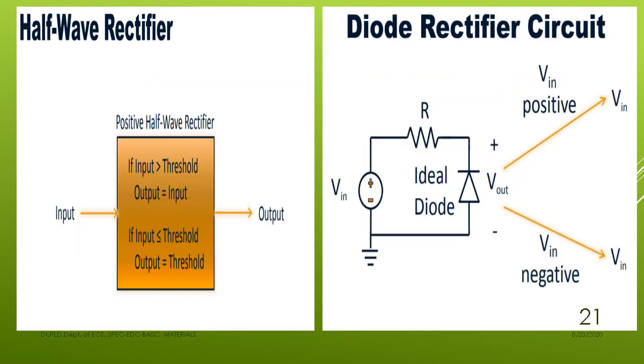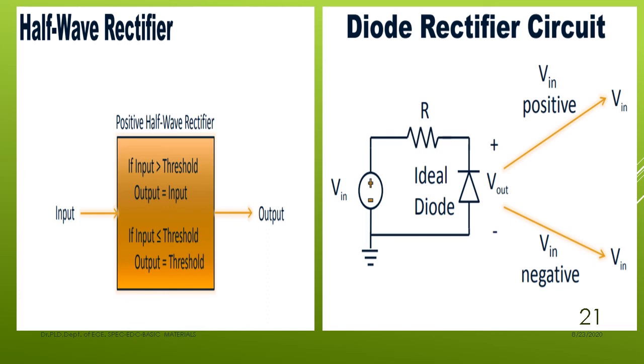Coming to the half-wave rectifier, a better way of defining it is as a positive half-wave rectifier. If the input is greater than the threshold, then the output is equal to the input. If the input is less than or equal to the threshold, the output equals the threshold. This is the correct way of defining the stages of a rectifier.